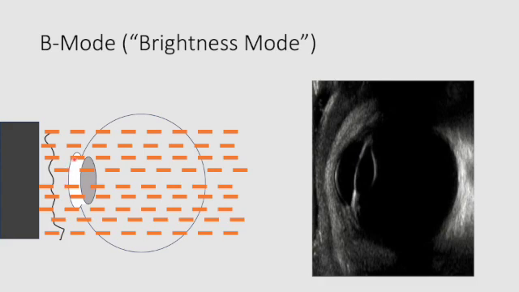So we get echoes all along the barrier of the cornea, but we don't get as strong of echoes from the sclera over here. And so we see a bright white line here for the cornea, and then the sclera has a little bit of echogenicity, but not nearly as much.